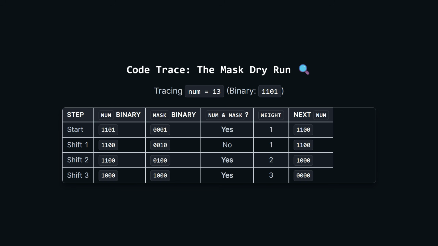We shift one last time, see the final one, increment weight to 3, erase it. The number is now 0, so we stop, returning a weight of 3.